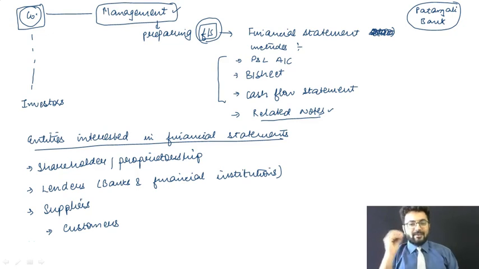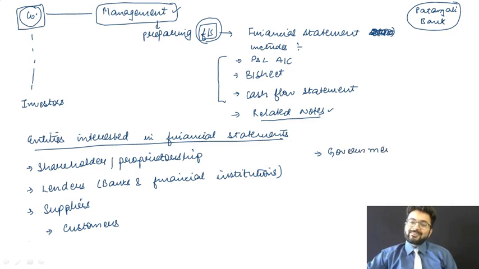So people who are there with me from South India. Now when it comes to customers, they are also interested. So customers, after that government. Sir, why is government interested? Because government is going to impose taxes on you guys.